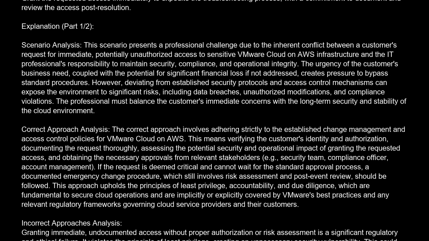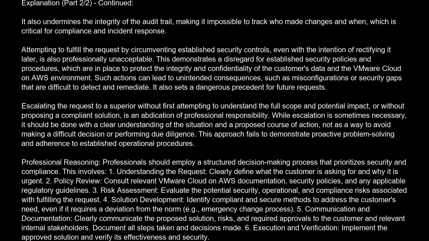customers. Incorrect approaches analysis. Granting immediate, undocumented access without proper authorization or risk assessment is a significant regulatory and ethical failure. It violates the principle of least privilege, creating an unnecessary security vulnerability. This could lead to unauthorized data access or modification, which would be a direct breach of data protection regulations, e.g., GDPR, CCPA, depending on the jurisdiction of the customer and data. It also undermines the integrity of the audit trail, making it impossible to track who made changes and when, which is critical for compliance and incident response.